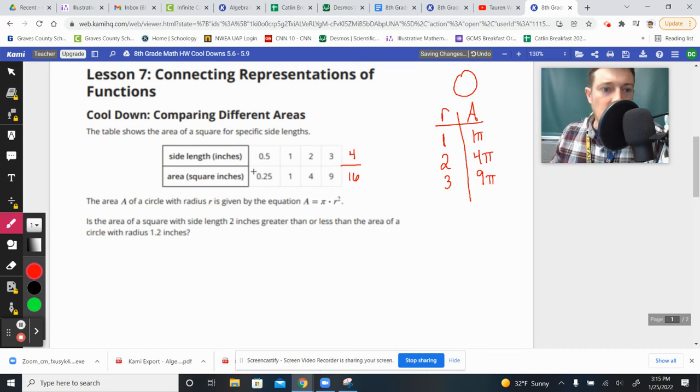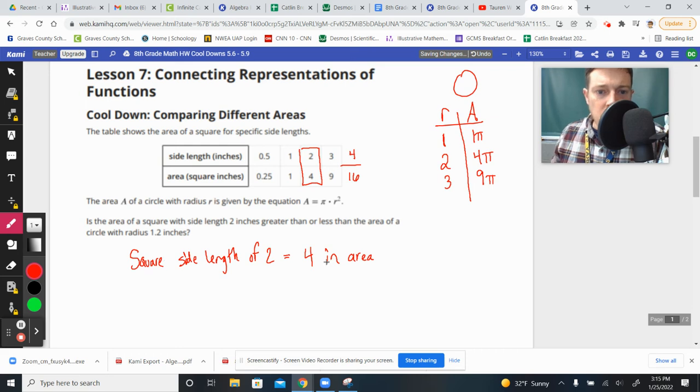So you can kind of see it's a very similar pattern to this one, except everything is multiplied by pi instead, right? So, is the area of a square that has a side length of 2, that would be this particular square right here, okay? So, the area of a square with a side length of 2 equals 4 in area.